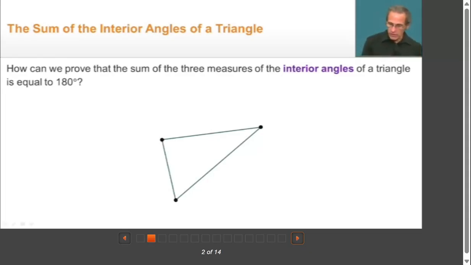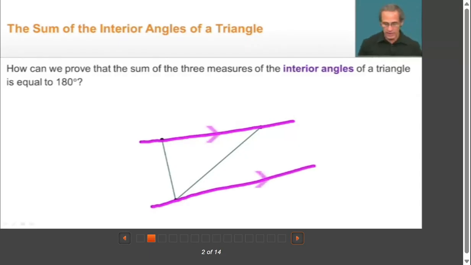We start by sketching two parallel lines. One line is an extension of the side of a triangle, and we sketch through a vertex another parallel line. We cut those parallel lines with a transversal, and we remember that alternate interior angles are congruent. We use this information to help us prove that the sum of the interior angles of a triangle is 180 degrees.